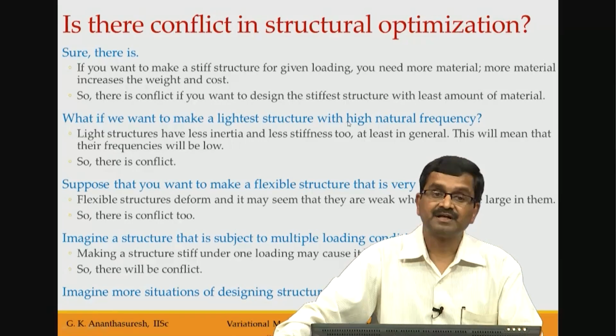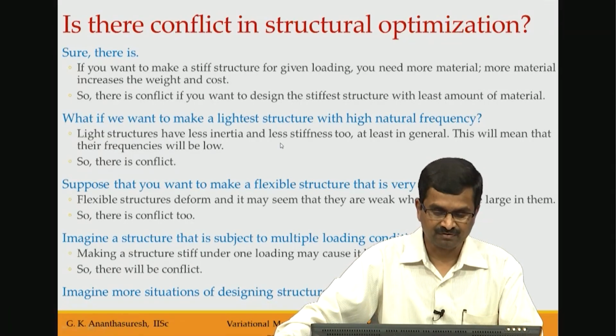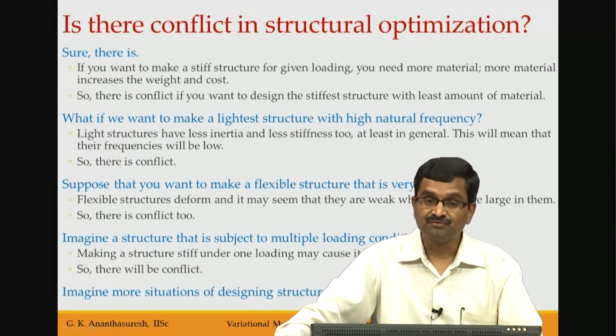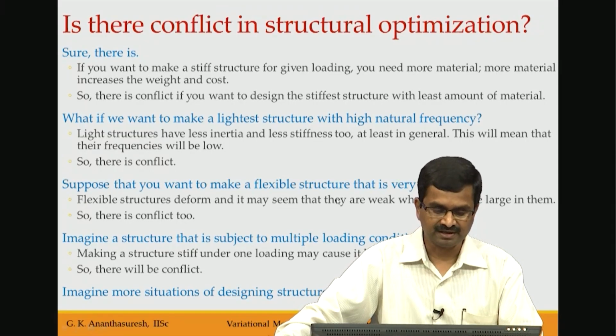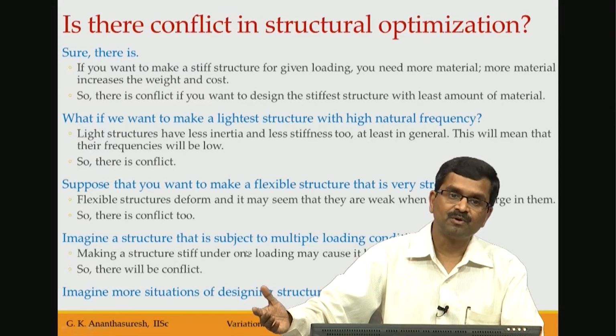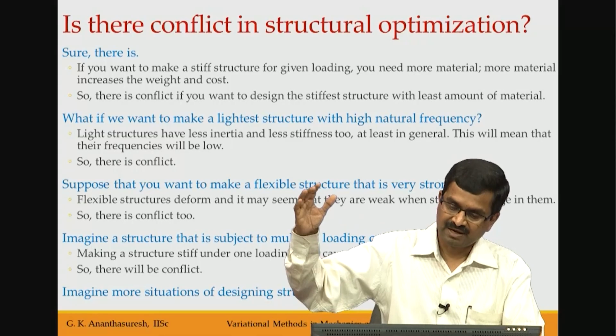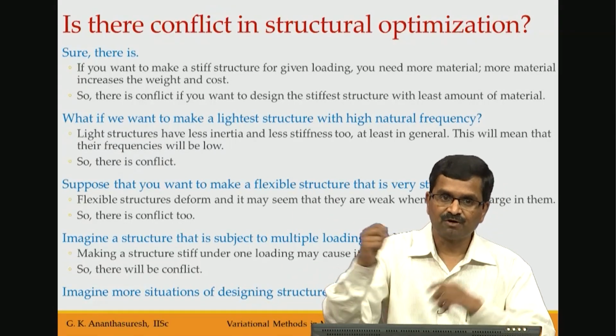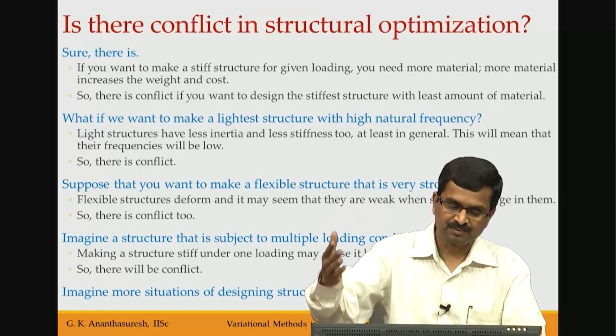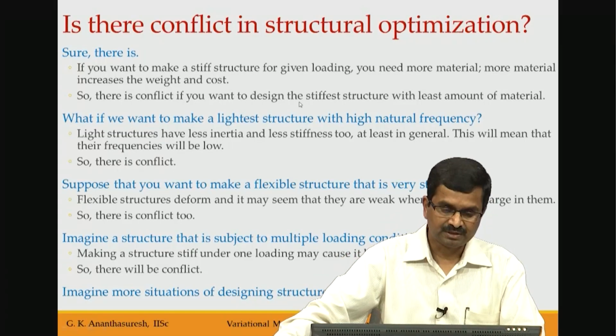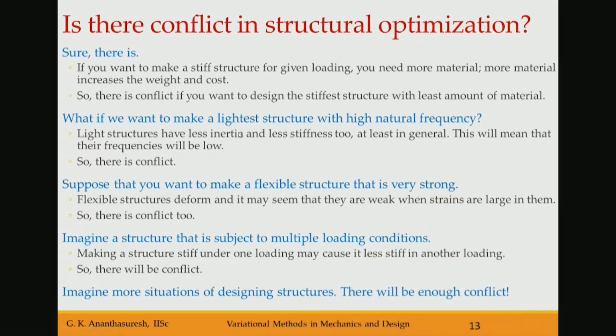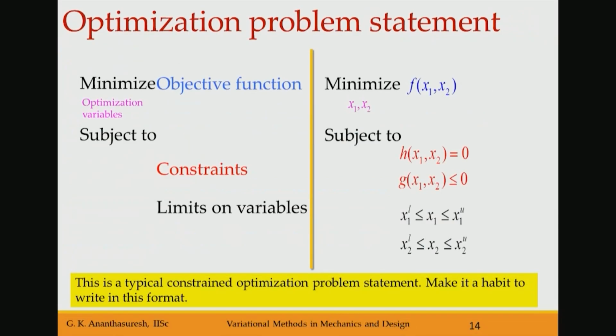A lighter structure with high natural frequency, there is a conflict. A flexible structure that is very strong, there is conflict there. A structure that is subject to multiple loads, again there will be conflict between, if you apply this load versus that load, or multiple loads are there, conflict among them. So, there is enough conflict in structural optimization or in designing structures. That is what we will analyze in this course, what conflict is there and how to resolve that conflict using optimization. A typical optimization problem looks like this.